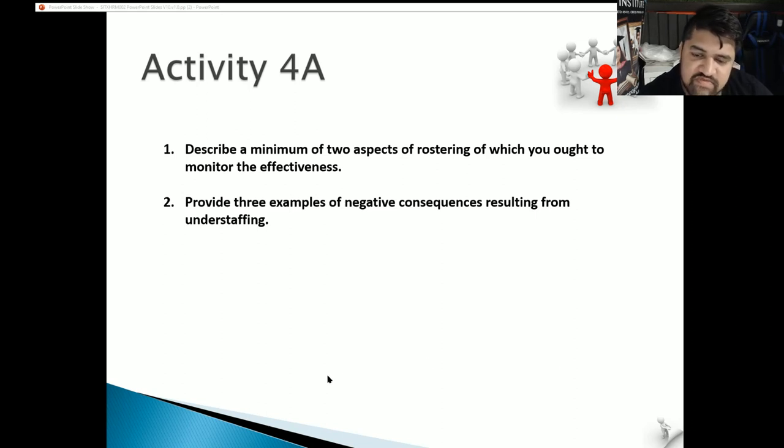So from understaffing, it's very clear, right? You'll have a bad customer service experience for the customers that come in. You might have other employees that get too stressed out because they're having to do too much, and then may quit on you. You'll have more complaints from customers. You also may have increased times for your product.